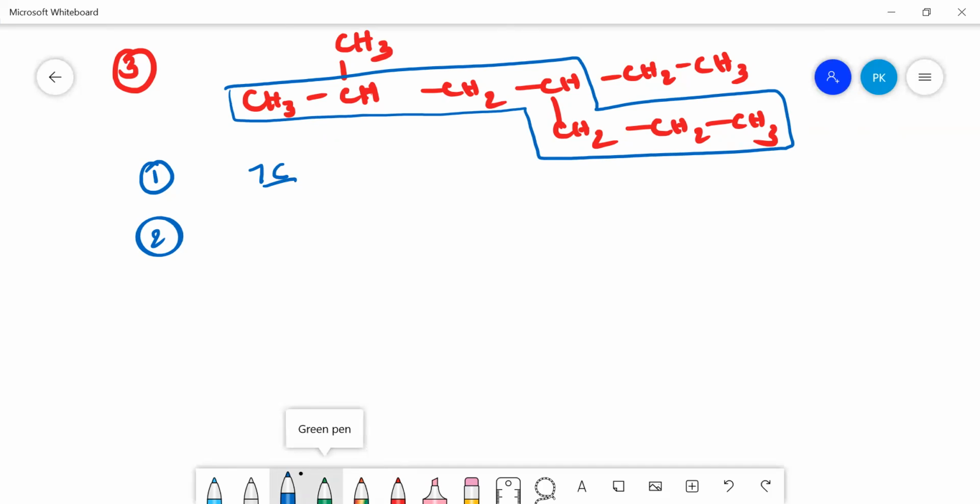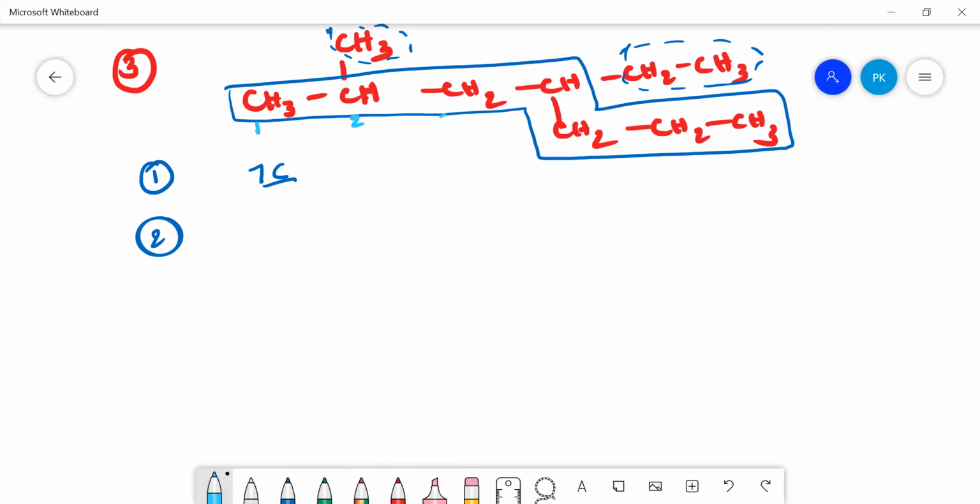Okay. Next rule is what, students? You have to give numbering now. You see what substituents we have? Two different substituents we have. This is a methyl substituent and this is an ethyl substituent. Methyl and ethyl. So let's give numbering in both the ways.